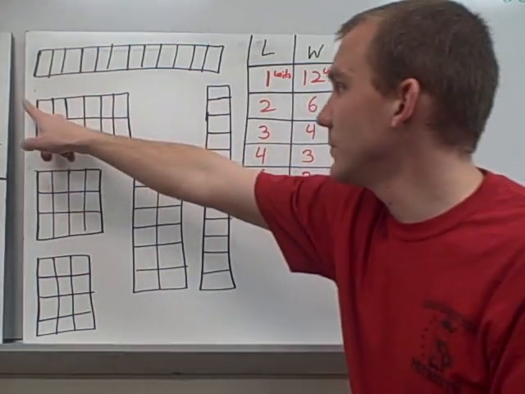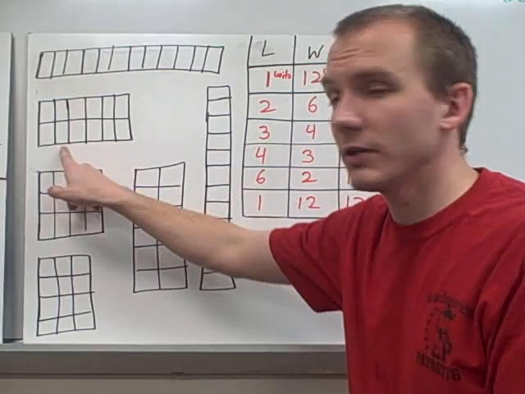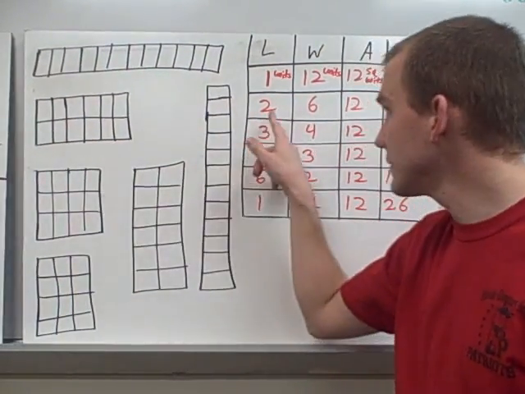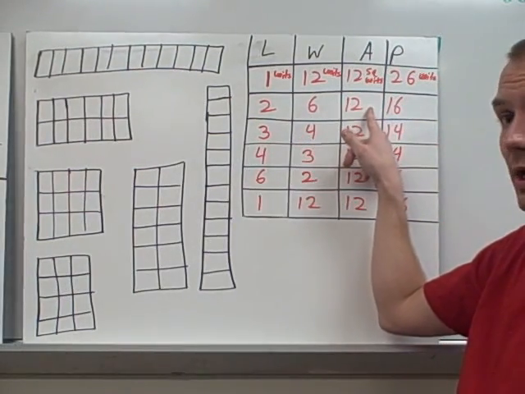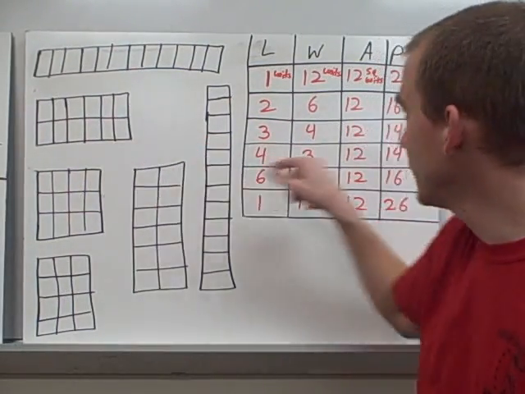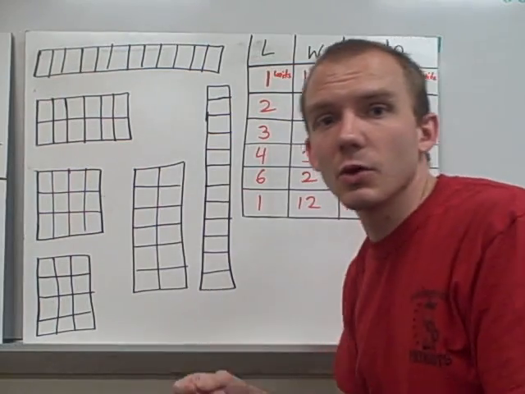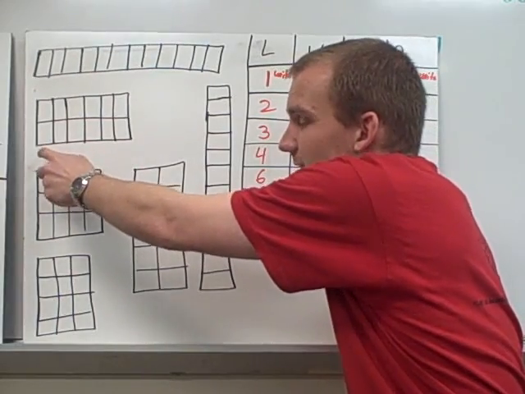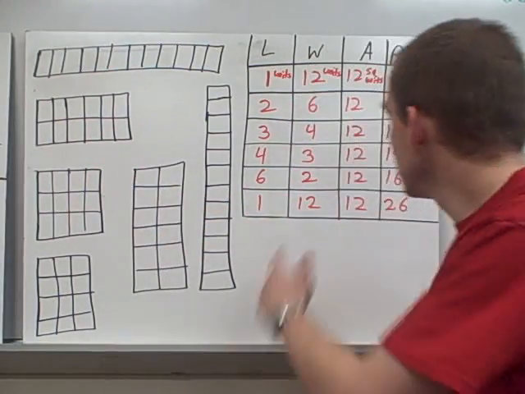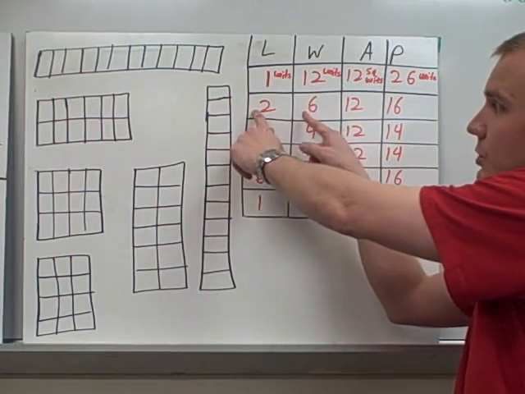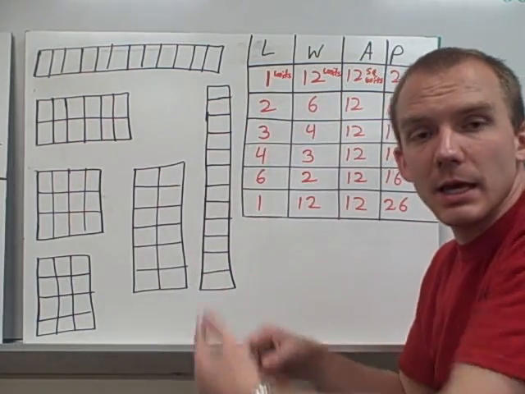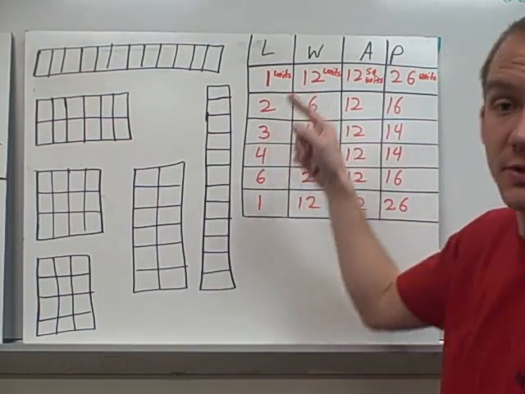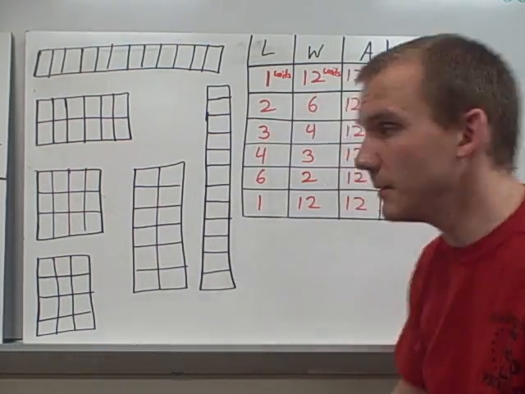Then I went down and I increased the length to 2, and I knew that I needed 6 units. 2 times 6 equals 12. When I count up my perimeter, I get a total of 16. A quick way to do this is to count 1, 2, 3, 4, 5, 6, 7, 8, and then double it. 8 plus 8 is 16. You can also do 2 plus 6, that's 8. 8 plus 8 is 16. The same thing would have worked up here in the first one. 1 plus 12 is 13. 13 plus 13 is 26.